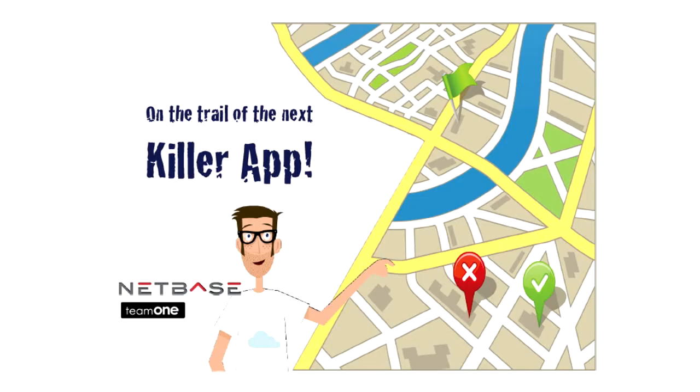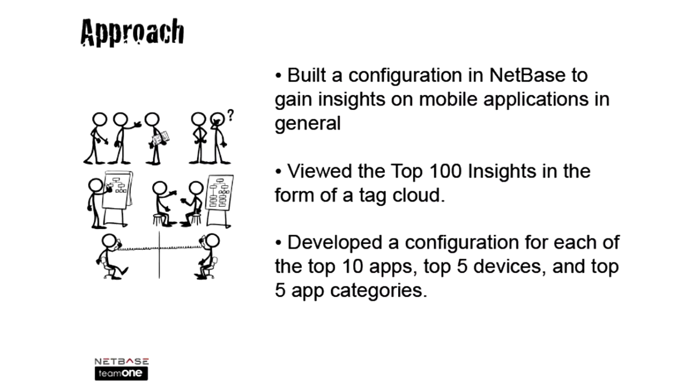That's team 1. So our approach to this task was to first build a configuration in NetBase based around mobile applications in general. In order to do this, we had to create a list of iterations, spellings, misspellings, singulars, plurals, abbreviations, and phrases with and without spaces in between each word. From there, we were able to view the top 100 insights in the form of a tag cloud. This is where we pulled our top 10 applications and top 5 devices from.